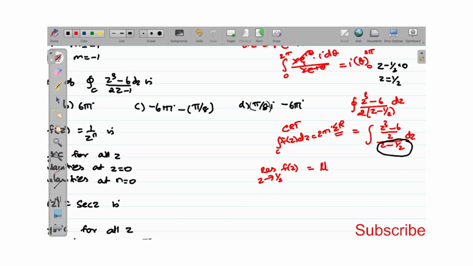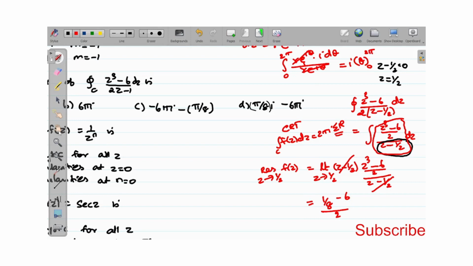That is equal to the limit z tends to 1 by 2 of (z minus 1 by 2) into f(z). So f(z) is (z cube minus 6 by 2) divided by (z minus 1 by 2). So these two get cancelled. Apply the value z tends to 1 by 2, so that here you will get 1 divided by 8 minus 6 divided by 2.